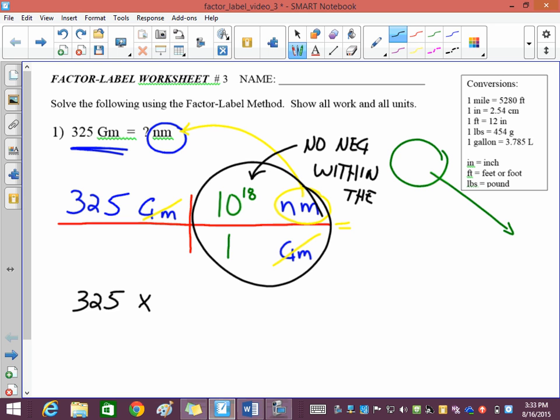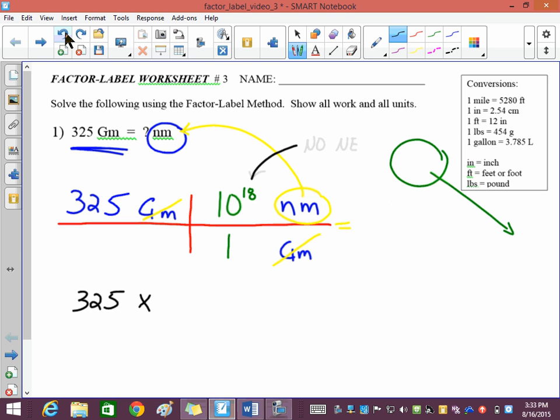Notice that we have conversions on top and bottom. There's no conversion here, so it's okay to have a negative here if I had it, but I don't. So let's go ahead and zap some of those lines. So no negative exponents within the problem. Okay? All right. And one more.